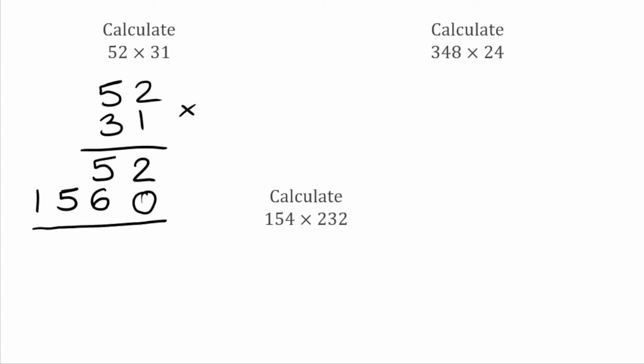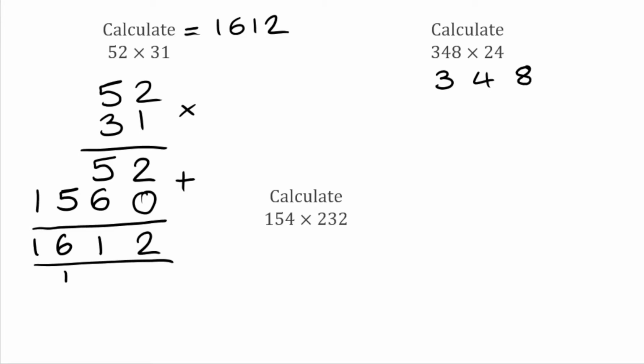With these two rows, we now need to add these numbers together. So we have 2 add 0, which is 2. We have 5 add 6, which is 11. So I put a 1 in this column and a 1 in this column. I've then got a 5, but then I have to add the 1 that I've just carried over. So that's going to give me 6. And then I've got a 1 all on its own. So the answer to this one is 1,612.